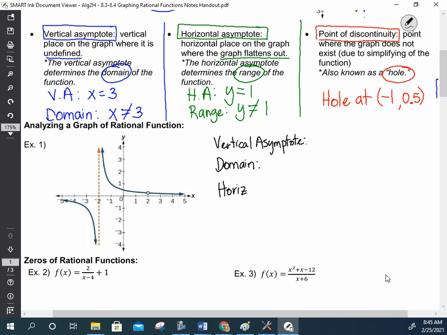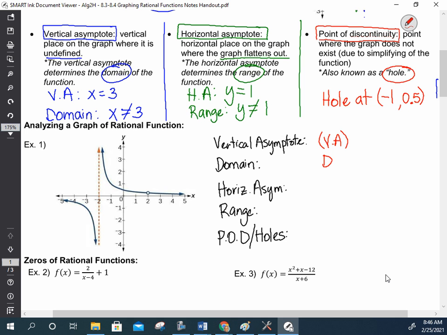Horizontal asymptote, which will allow you to find the range, and any point of discontinuity, holes in the graph. When you are doing the work yourself, don't feel as if you have to write out everything that I wrote out. Vertical asymptote, you can label it as VA. That's good enough.